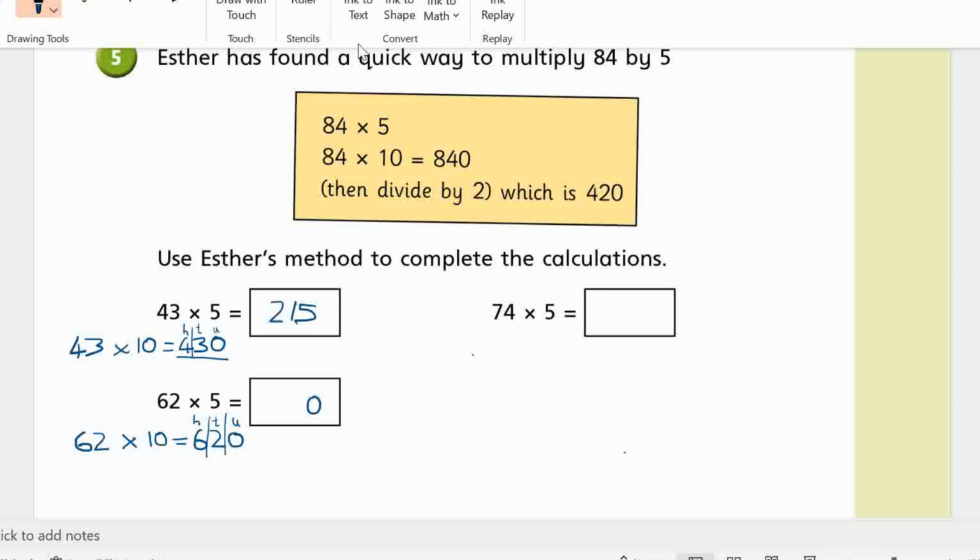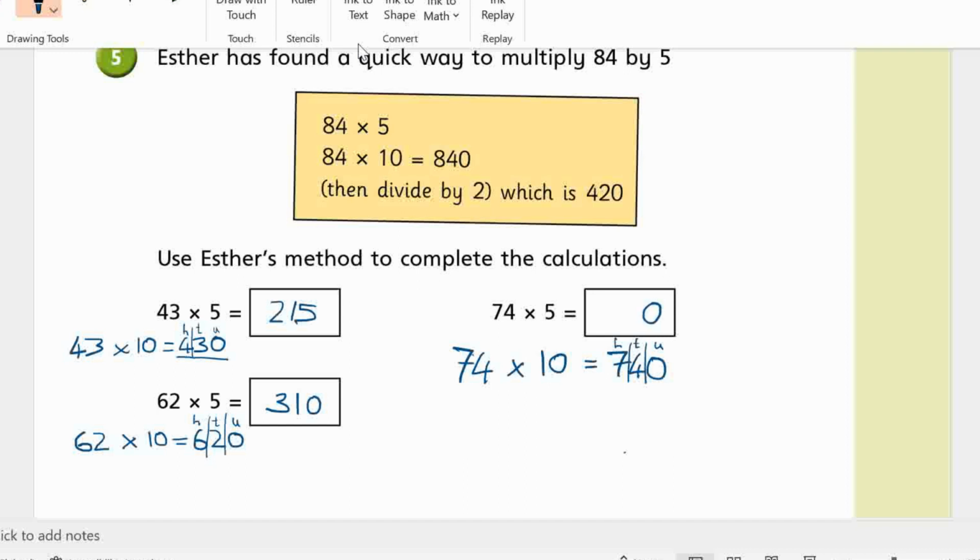What about 2 divided by 2? What does that give you? Good. 6 divided by 2? 3. Okay, and there's our answer. Right, 74 times 10 equals 740. Okay, hundreds, tens, units. 0 divided by 2 is 0.